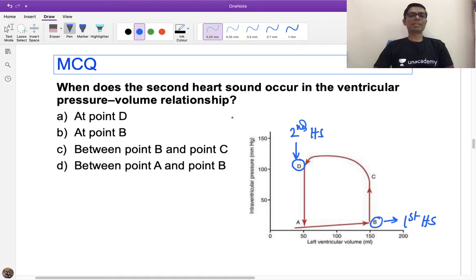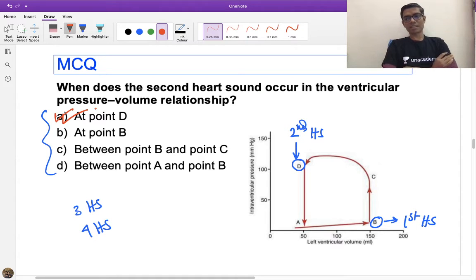Now could you answer if I ask you the third heart sound or fourth heart sound, what is the answer among these? Try. Here the answer is point number D, that is option A, right? Okay, Dr. Bhanu Pratap, you are also correct. That is your correct answer. We have discussed that. Now I am asking third and fourth heart sound. The options are the same. What is your answer? A, B, C, D, which will be the answer in those cases?